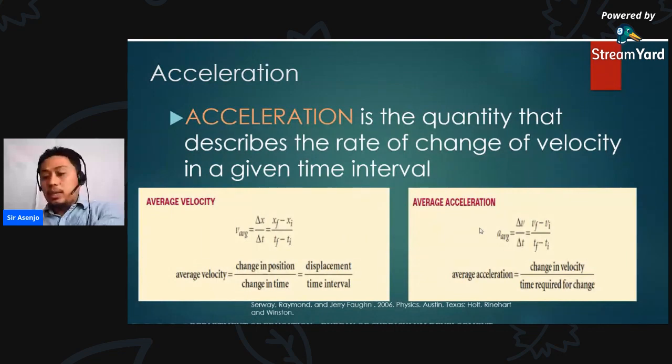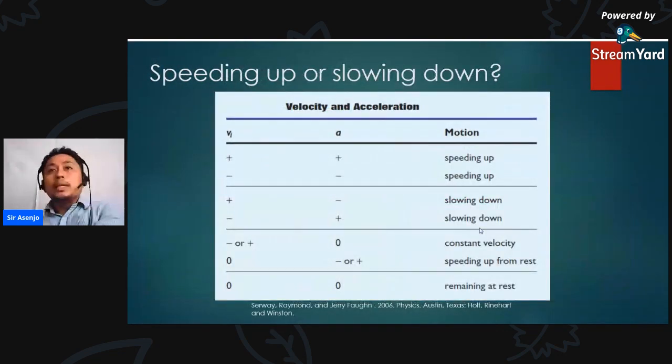Right then. Now, let's have symbols: speeding up or slowing down. For velocity and acceleration, we have initial velocity, we have acceleration, we have motion. We have three columns, you see our table here. We have initial velocity in the first column, acceleration in the second, and motion in the third.